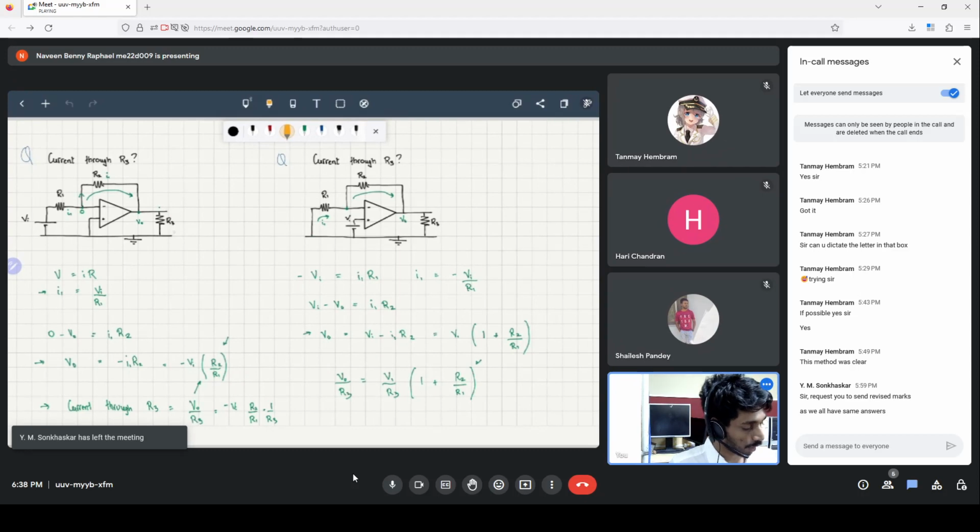After that, to get the current through R3, we essentially do the same relationship. V out divided by R3 will give us the current.